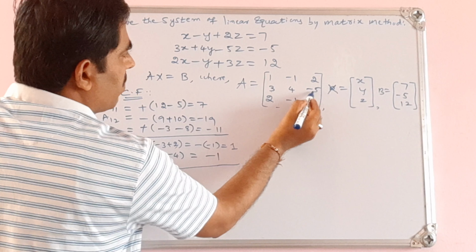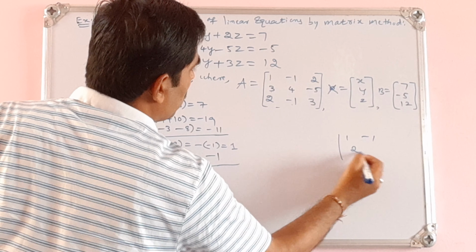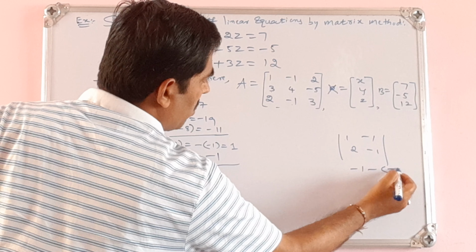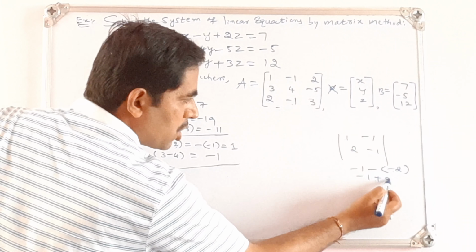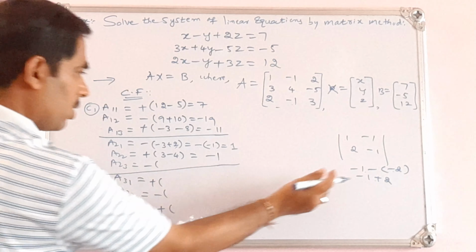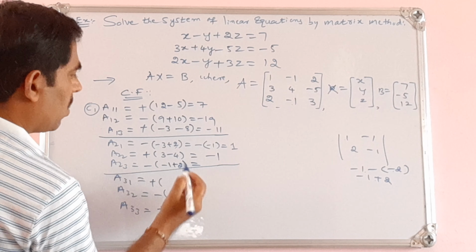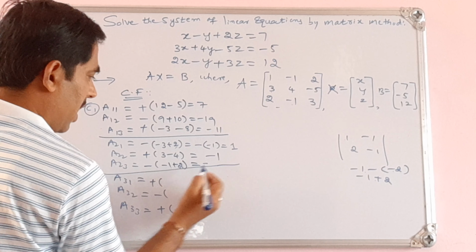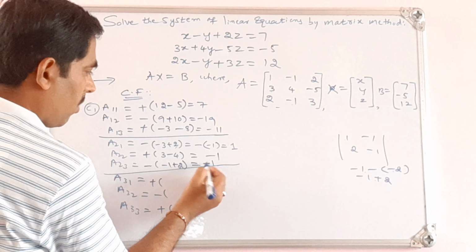Then let us consider this minus 1. Leave this column and this row. So 1 minus 1, 2 minus 1. So 1 into minus 1 is minus 1, minus of minus 1 into 2, that is minus 2. Observe carefully: minus into minus plus 2. So minus 1 plus 2. Outside minus is there. Minus 1 plus 2 is nothing but 1. That will be minus 1.